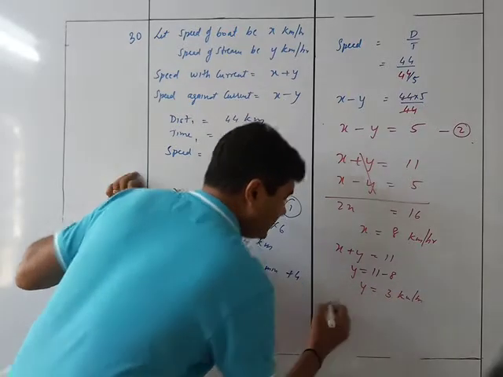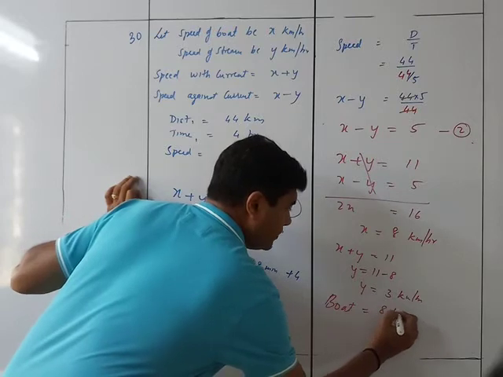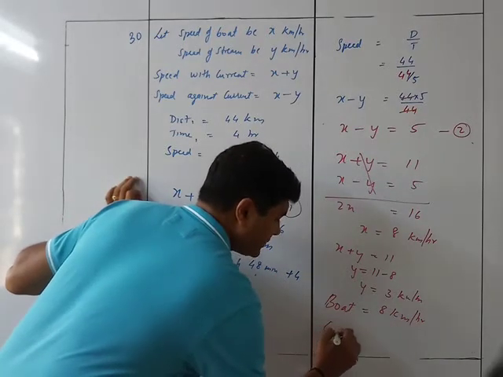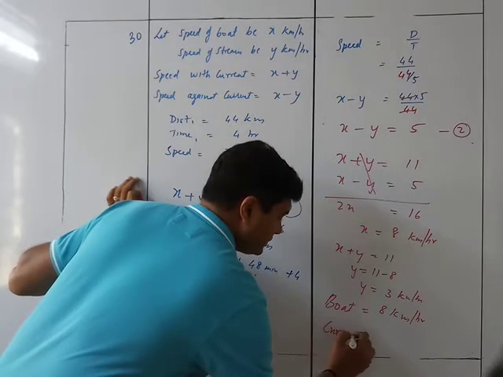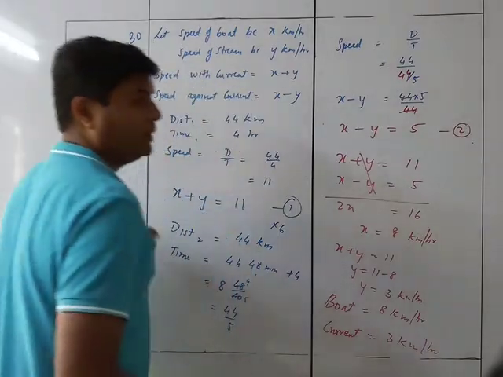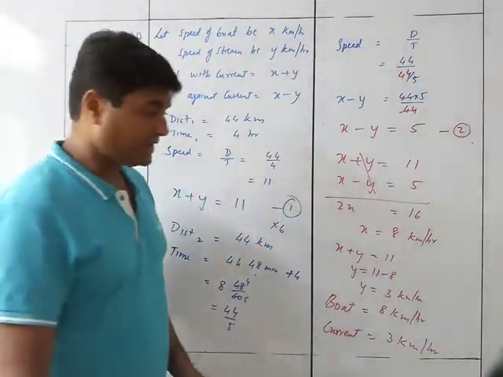That means the boat's speed is equals to 8 kilometers per hour, and the speed of the stream or the current is going to be 3 kilometers per hour. Are we clear with this? Okay, so we have to be very careful in such sums.